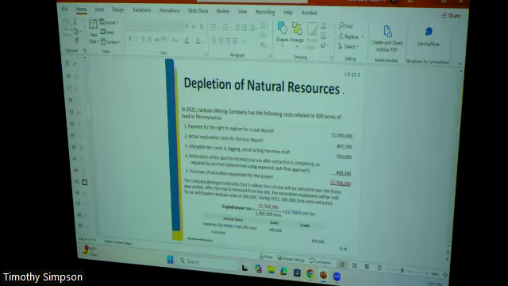So here's an example. In 2021, Jackson Mining has the following costs related to 500 acres of land in Pennsylvania. They're going to be mining coal. A lot of times when you're talking about just acres of land and not coal mines in the mountains, you're talking about strip mining, which I saw a lot when I was a kid because my grandfather was in that business. They would just go back and forth, digging down into the ground in order to extract coal.